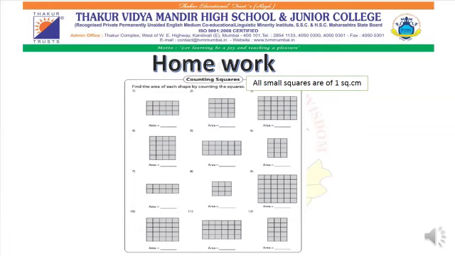Students, here all small squares are of 1 square centimeter. Try to find out the area of the given figures and evaluate yourself.